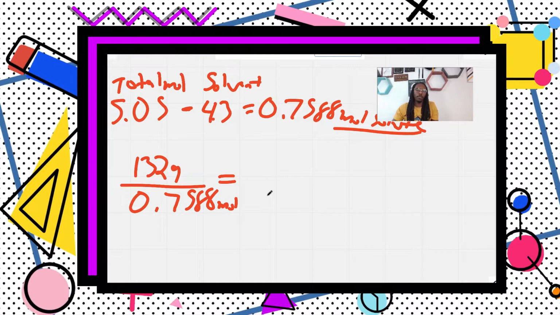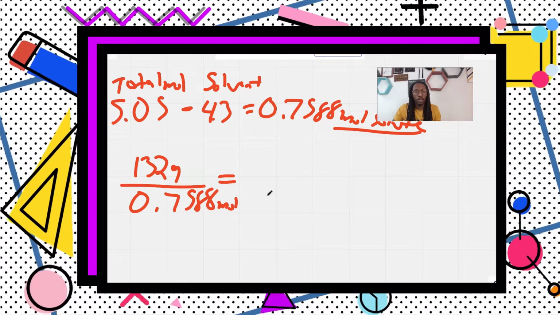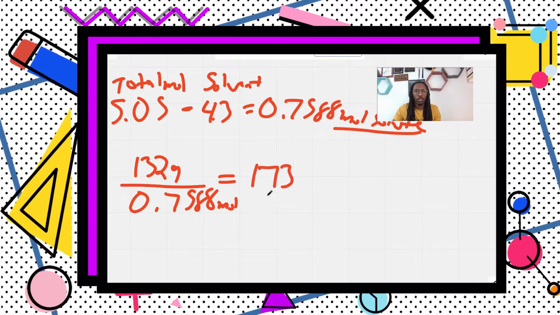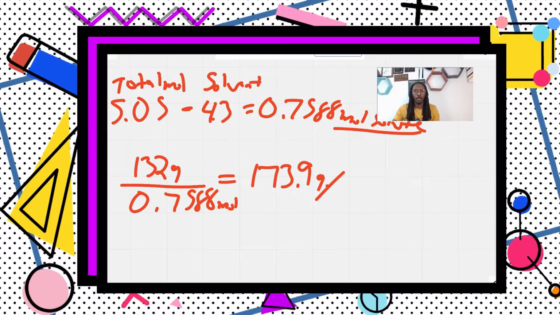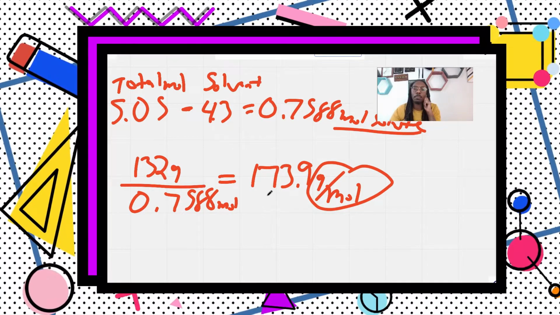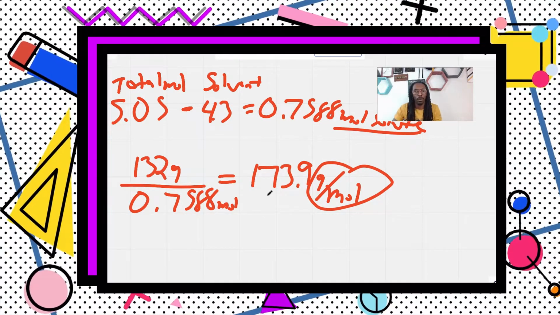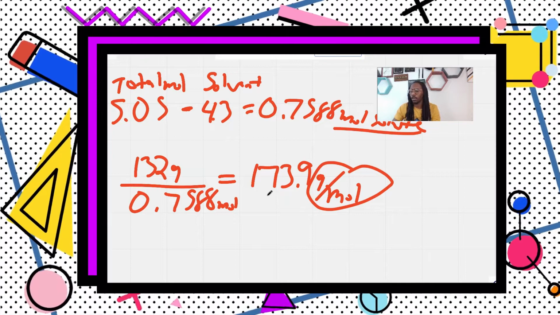And then I'm just going to divide 132 grams by 0.7588, which is going to give me an answer of 173.9 grams per mole. And we understand that this is molar mass, right? For every 1 mole, it equals a certain amount of grams. Okay, so this is the molar mass for our 132 gram compound there, our unknown.